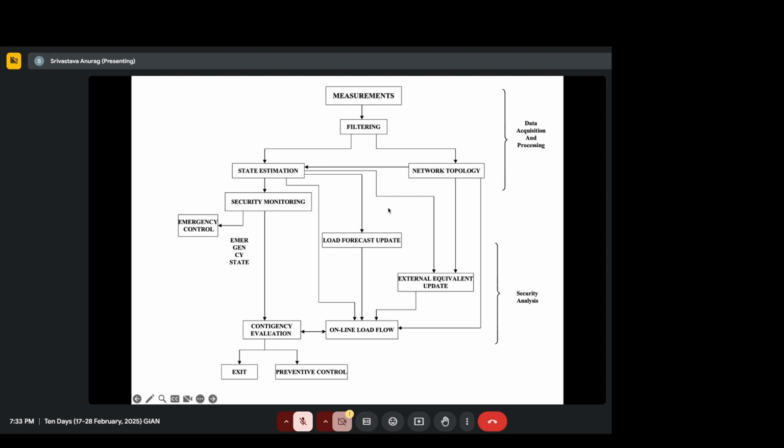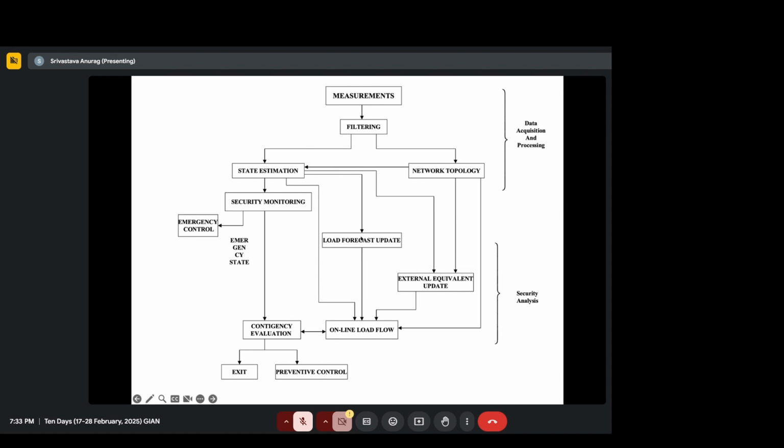Other thing we do once we solve the state estimation, other than security monitoring, is a quick way to find the contingency evaluation, and then determining what control we should be taking now, or which one we can take to go back to the normal state, right? So one of these and one of these.